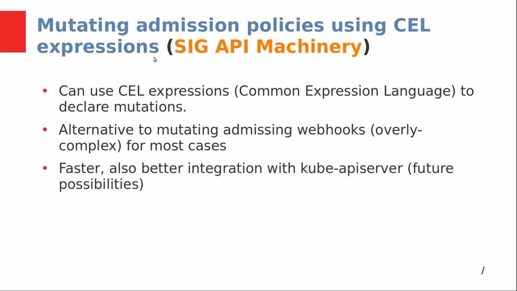Now, another feature is mutating admission policies using CEL expressions, which is new, and this comes from the SIG for API Machinery. So you can now use common expression language expressions to declare mutations. And why? Well, it's an alternative to the existing mutating admission webhooks, which are overly complex. And in most cases, you can now use CEL expressions. And what it means is it's going to be faster, and also there's better integration with Kube API server. This unlocks some future possibilities.